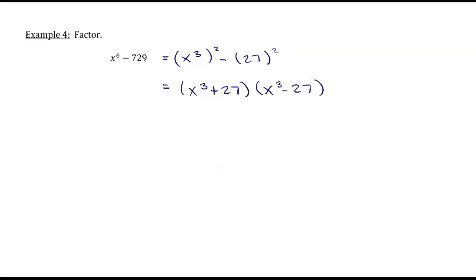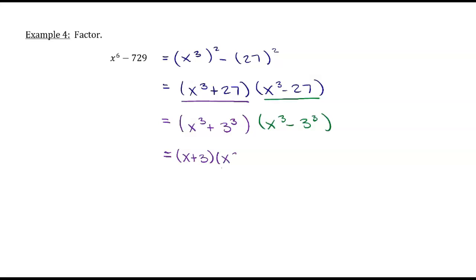The first one is the sum of cubes. That's x cubed plus 3 cubed. The second one is the difference of cubes, or x cubed minus 3 cubed. The sum of the two cubes, x cubed and 3 cubed, factors as x plus 3 times x squared minus x times 3, or 3x, plus 3 squared, or 9. The difference of cubes, x cubed minus 3 cubed, factors as x minus 3 times x squared plus x times 3, or 3x, plus 3 squared, or 9. Now this polynomial is factored completely.